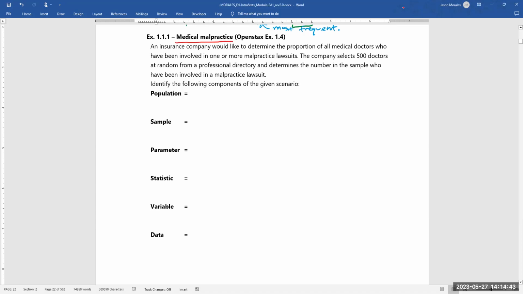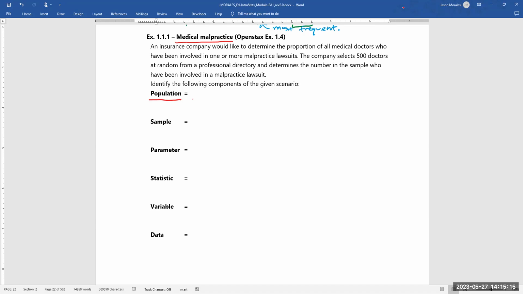An insurance company would like to determine the proportion of all medical doctors who have been involved in one or more malpractice lawsuits. The company selects 500 doctors at random from a professional directory and determines the number in the sample who have been involved in a malpractice lawsuit. Identify the following components of a given scenario. So what's the population in this example?